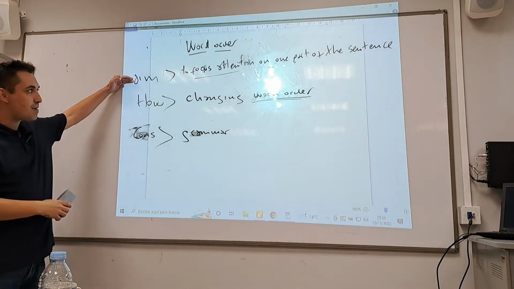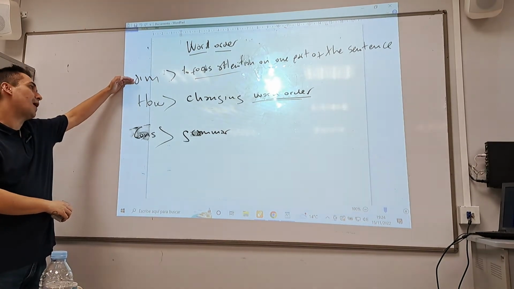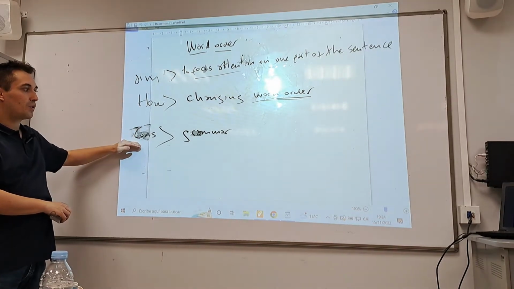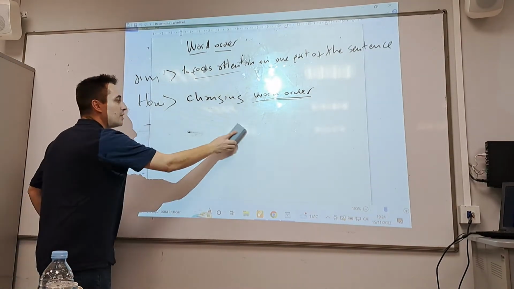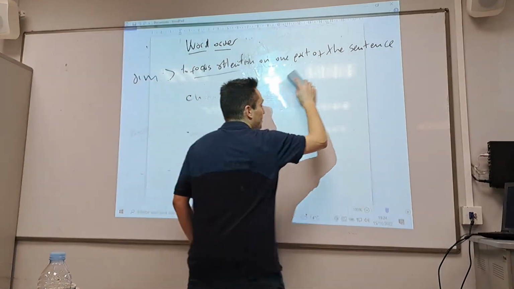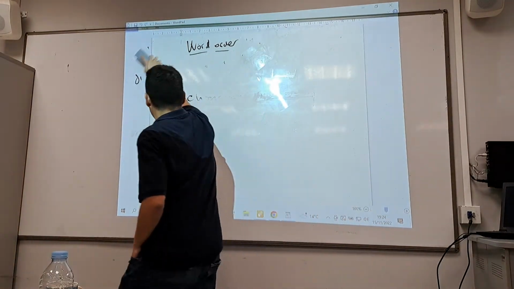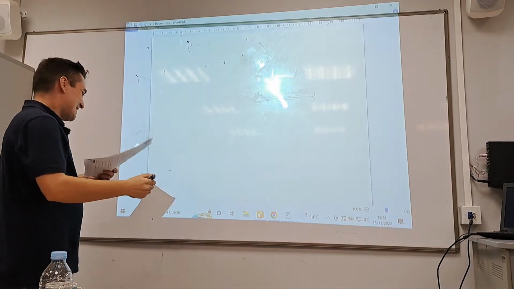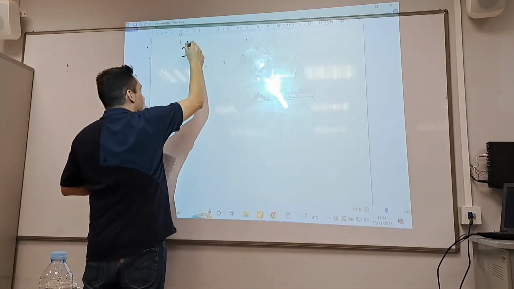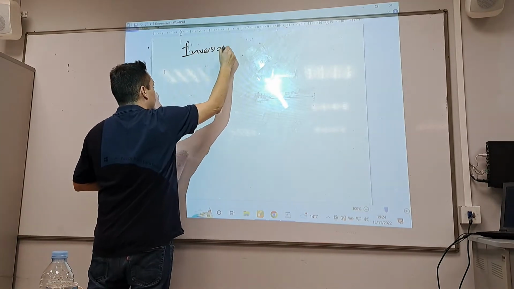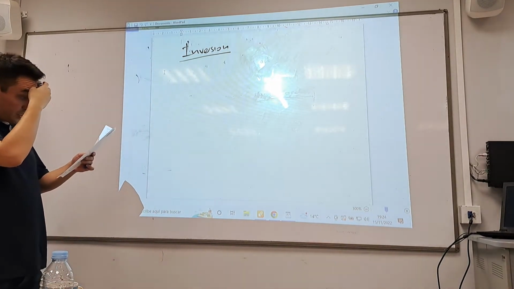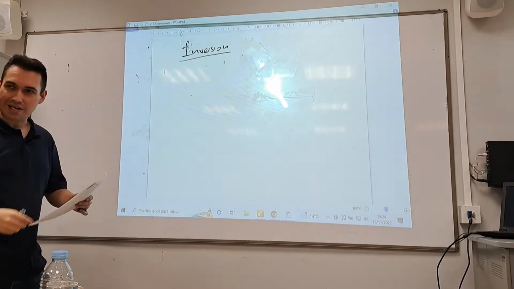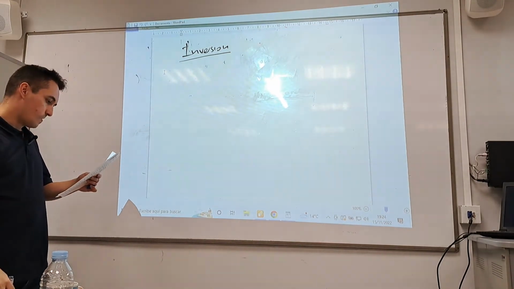So, this is the aim, to focus attention on a specific part of the sentence. How do we do it? Changing word order. What are the consequences? Grammar normally changes, not always. The first word order change that we're going to see is inversion. Okay, I'm going to give you a sentence and I want you to invert it for me.